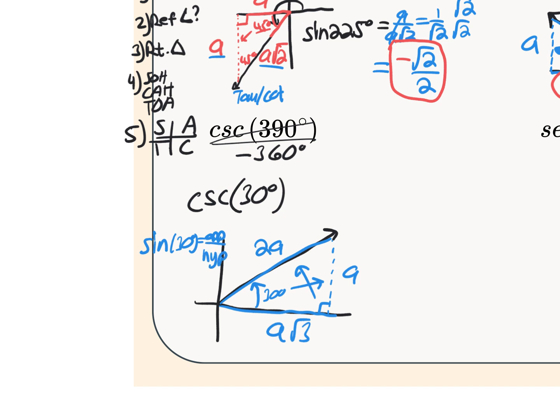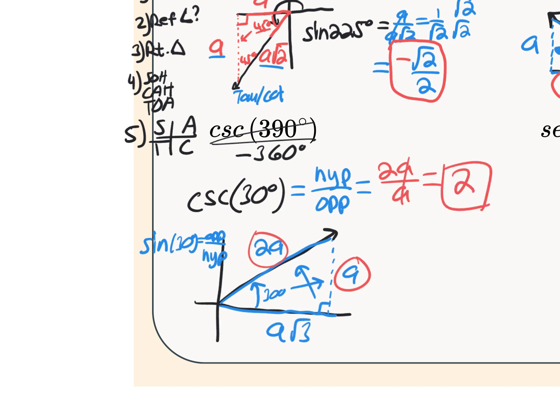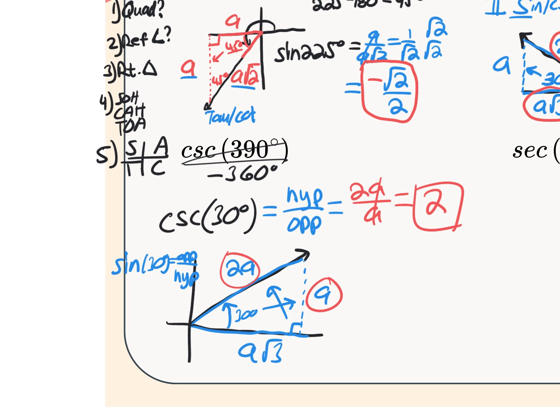Opposite over hypotenuse. That means cosecant has to be the hypotenuse over the opposite. So let's just plug this in, right? The hypotenuse we know is 2a, and the opposite we know is a. So 2a over a cancels out, and we're just left with 2. So that means cosecant of 30 degrees or cosecant of 390 degrees, remember, they're the exact same value, is 2.